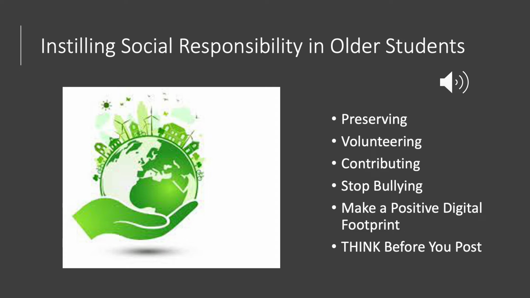There are some minor practices that we can use with older students to help in fulfilling social responsibilities. For instance, we can start with just preserving. Older students can help keep the building and the surrounding neighborhoods clean. They can pick up litter. And this is all taking them steps towards becoming a socially responsible citizen.